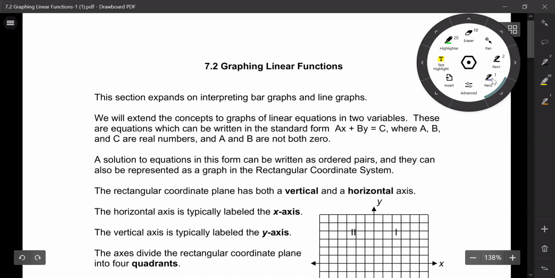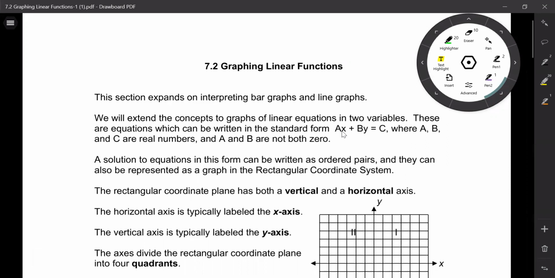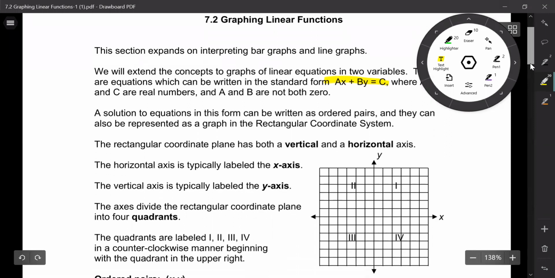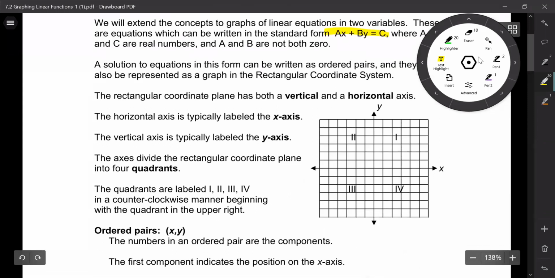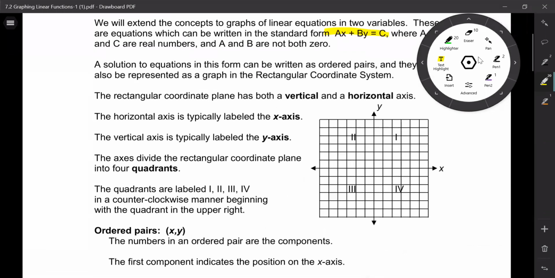So linear functions can be written in standard form, ax plus by equals c, where a, b, and c are real numbers, but a and b are both non-zero. Solutions to equations in this form can be written as ordered pairs. They can also be represented on a graph in the rectangular coordinate system. You have a vertical and a horizontal axis. So your horizontal axis is the x-axis, and the vertical axis is the y-axis.